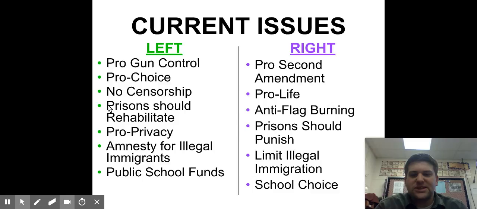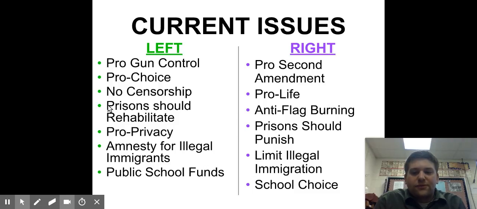And they believe in amnesty for all illegal immigrants. In other words, they would say, look, there are a lot of illegal immigrants here already. They have established lives here. They have established families here. And if they are good, hard-working people that are adding to our economy, they should get amnesty, meaning they should be allowed to stay here and be given a path to citizenship.